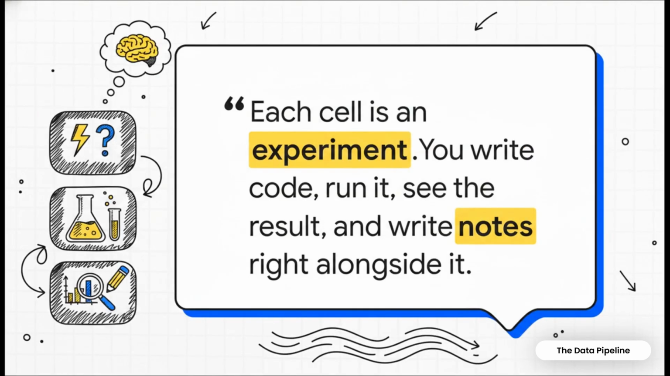Before we even type a single line of code, it's super important to get the right mindset. This is not like a traditional script that just runs from top to bottom. No, you've got to think of this as an interactive lab. Each cell is its own little experiment. You try something, you see what happens, and then you build on it in the next cell. It's a way more natural and, honestly, a much more intuitive way to work with data.